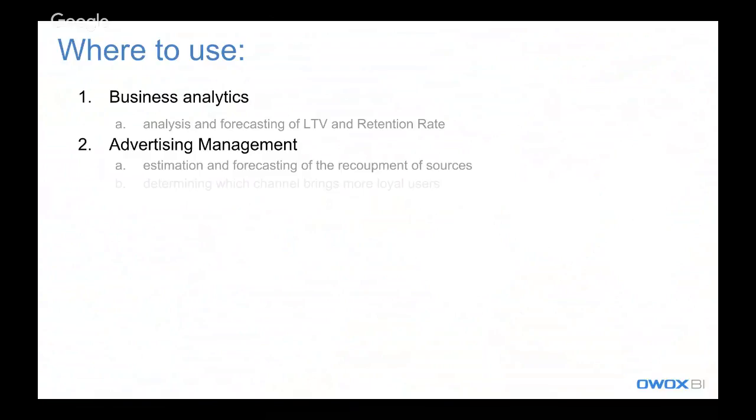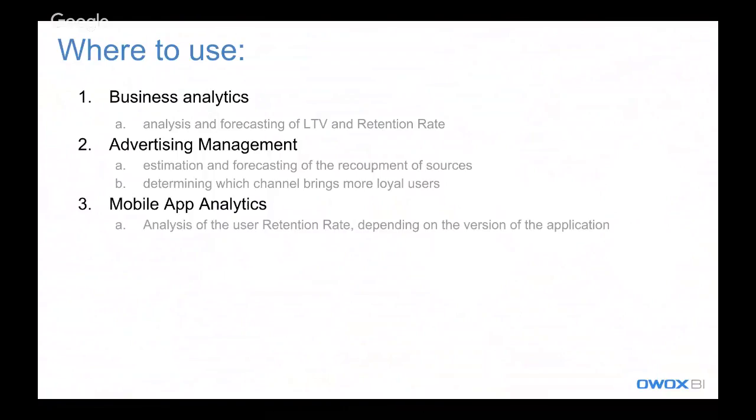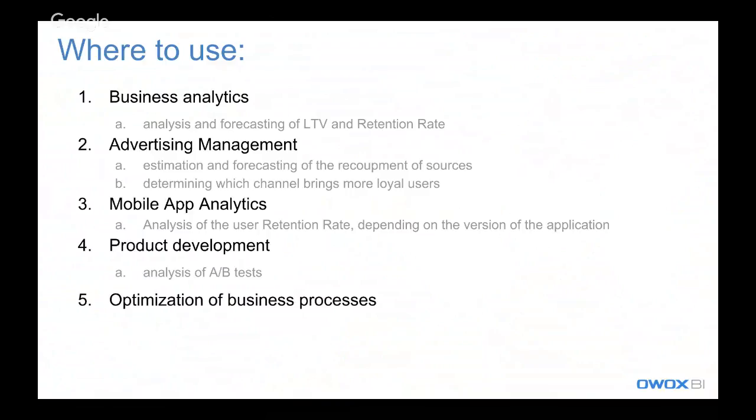The next one is mobile app analytics. It takes a separate place and helps to evaluate the retention rate of users depending on the version of the application. Talking about product development, it helps you to understand how we are doing with our improvement of the product and user experience. Talking about optimization of business processes, for example, analysis of the employee's influence, call center manager, etc., on sales.